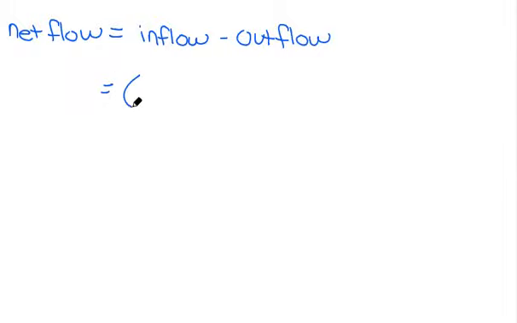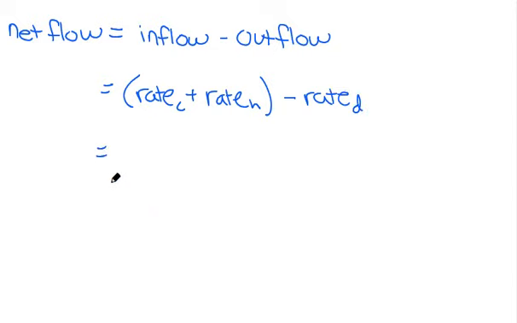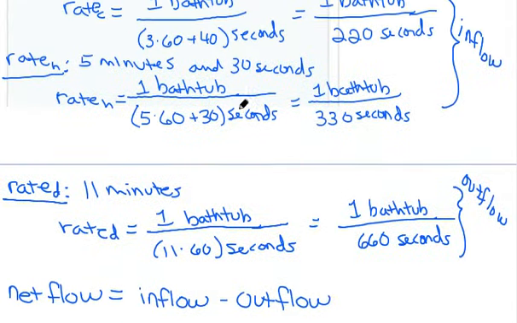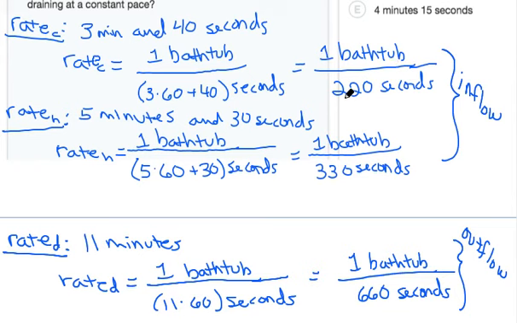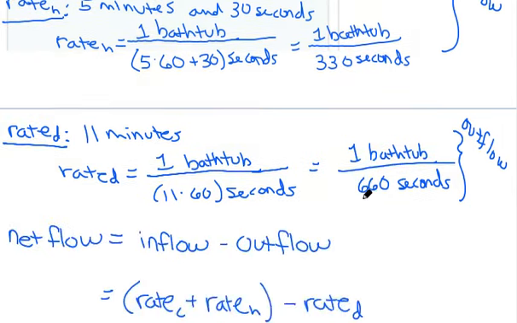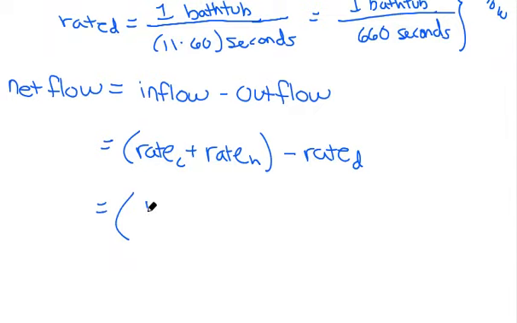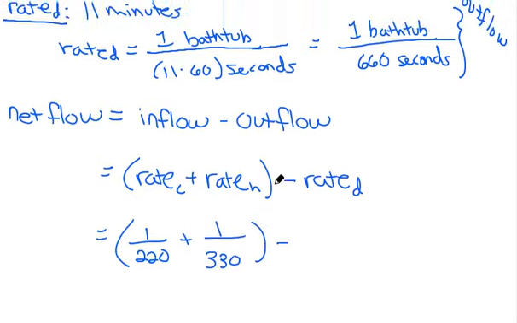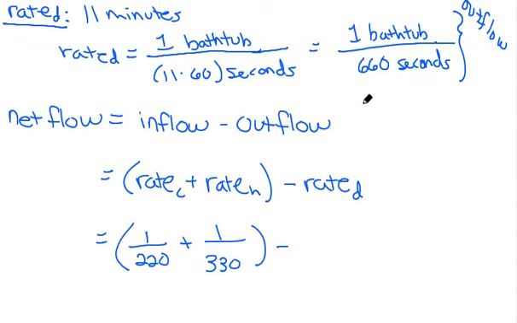Now the inflow are both the rate of the cold water plus the rate of the hot water, since that's the water that's being added to the bathtub, minus our only outflow, which is from the drain, so the rate sub D. Now we have these numbers already, so we can actually just plug right in. So let's scroll up and find our rate sub C and our rate sub H. So the rate of the cold water is 1 over 220. Then we have the hot water is 1 over 330. So scrolling down, we have 1 over 220 plus 1 over 330 minus the rate at which we're draining, which is 1 over 660.